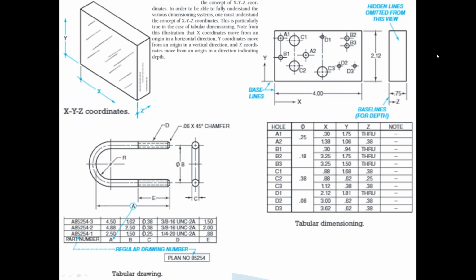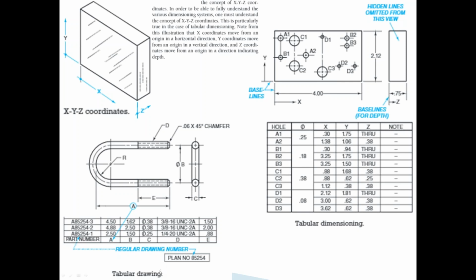Another good example is the XYZ coordinates. In order to be able to fully understand the various dimensioning systems, one must understand the concept of XYZ coordinates. This is particularly true in the case of tabular dimensioning. Note from this illustration that the x coordinate moves from an origin in a horizontal direction, y goes in the vertical direction, and z moves from an origin in the direction indicated, in the depth.